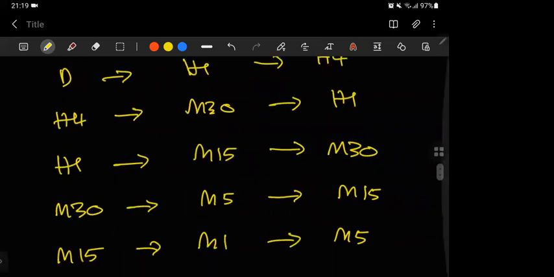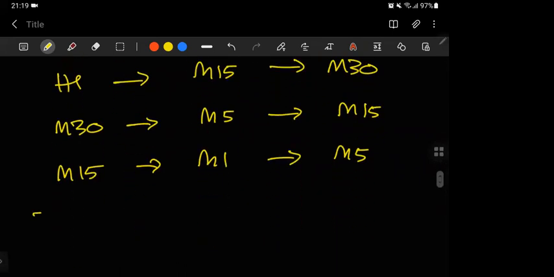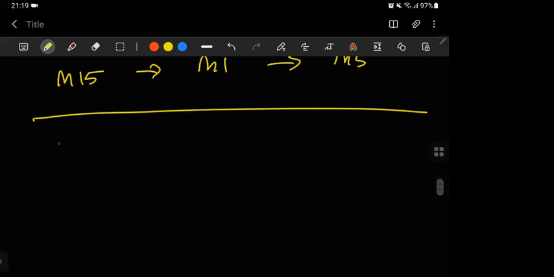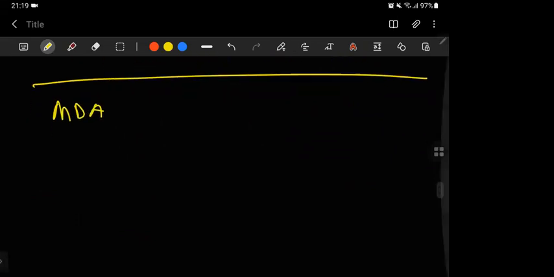So we are done about the multi-time frame. Then go about MDA, PA.